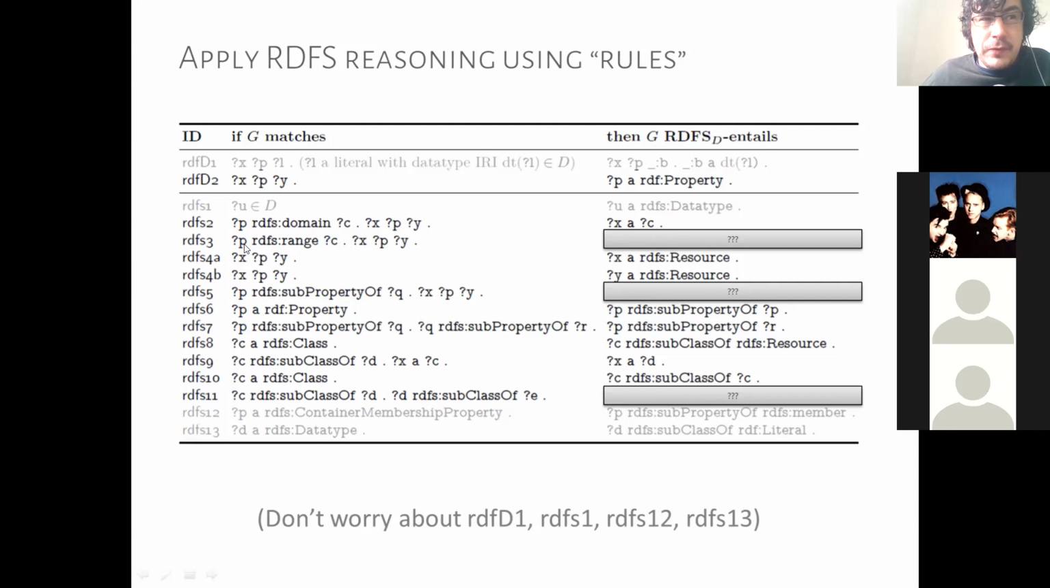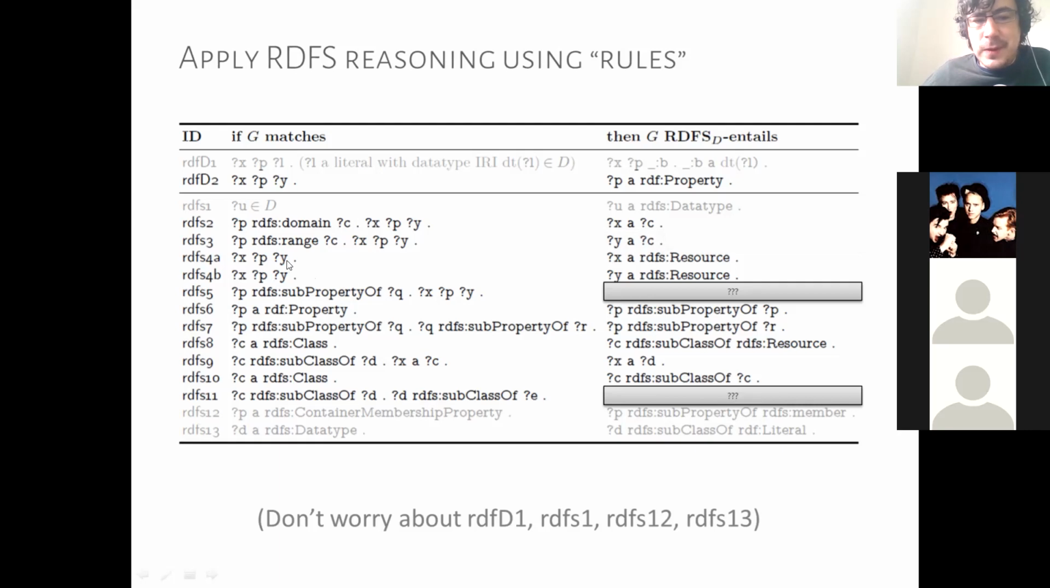So for example, if we have has capital city with range capital city, and Ireland has capital city Dublin, then we can infer that Dublin is of type capital city, right? So Y type C, right? So we infer that the object here is of type the class, the range class here.